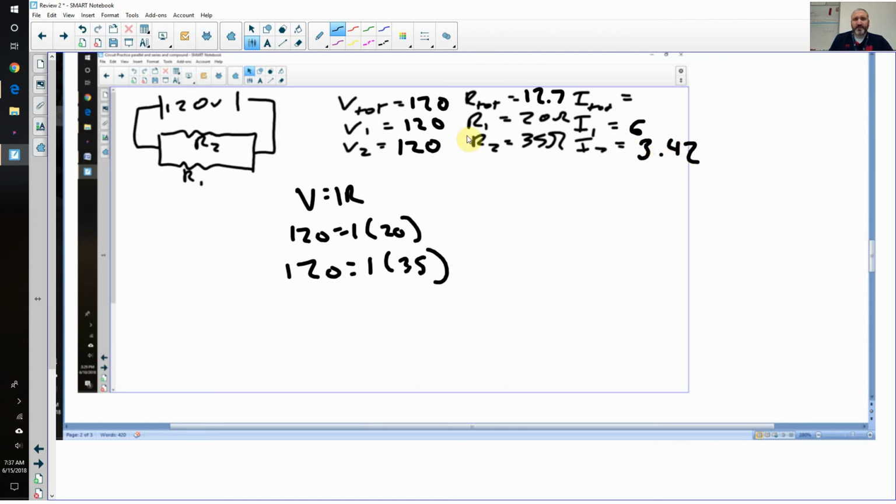And the crazy thing is, 6 plus 3.42 is 9.42, right? Well, the total current, 120 divided by 12.7 equals 9.4. It's coming up as 9.45, but in the area of rounding, good enough. So 9.4 is my current. And you can get it two ways: one, by adding these two things together, or by doing V equals IR for these two things. So I hope that makes sense.